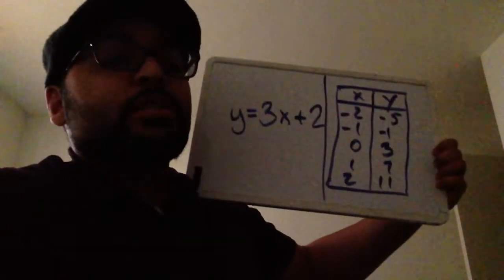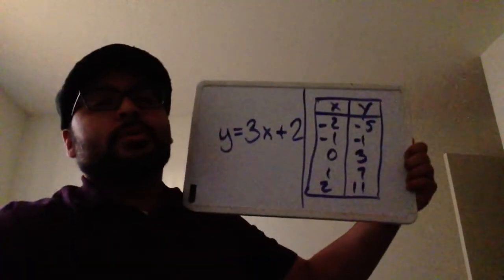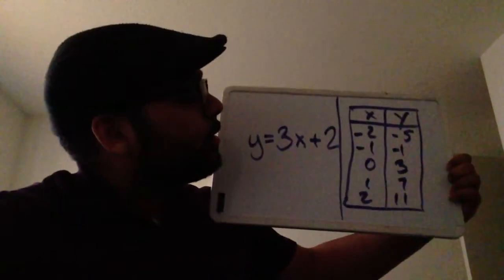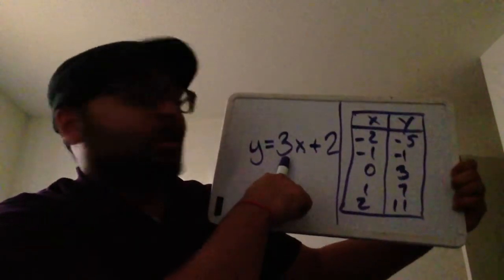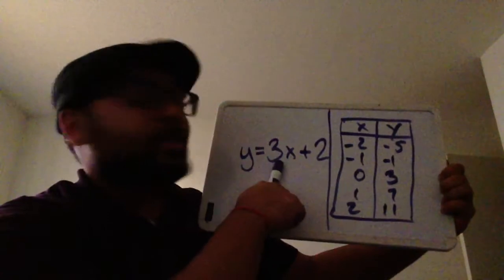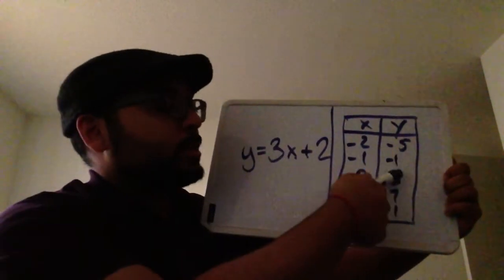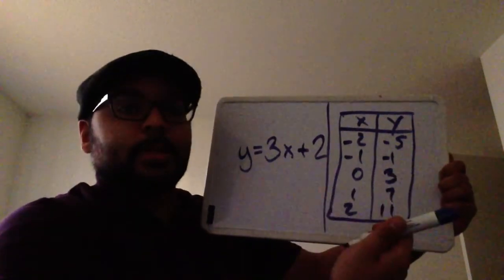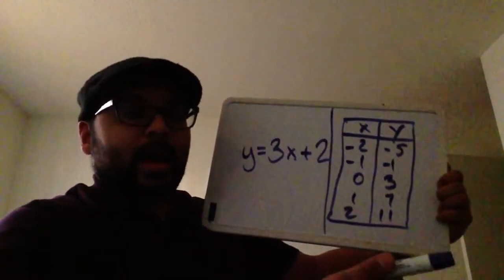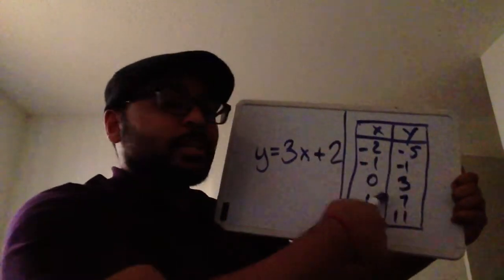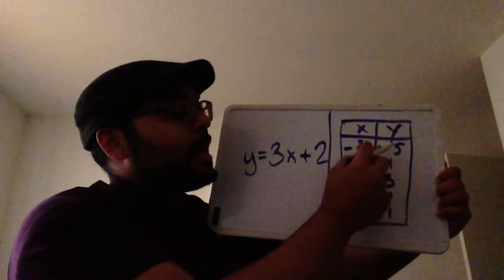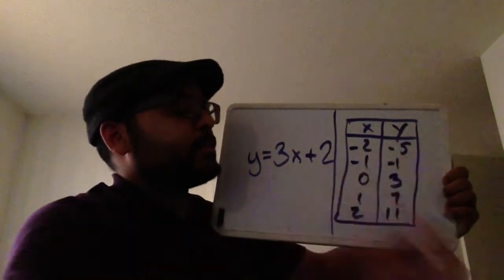Okay. Now what about rate of change? How would you calculate rate of change? Well, we know what the rate of change is on this one because it's 3. Rate of change is the same as the slope. Now what is the rate of change on this one? Do you remember how to calculate it? Change in y divided by change in x. Well, our change in y, how do you get from -5 to -1?